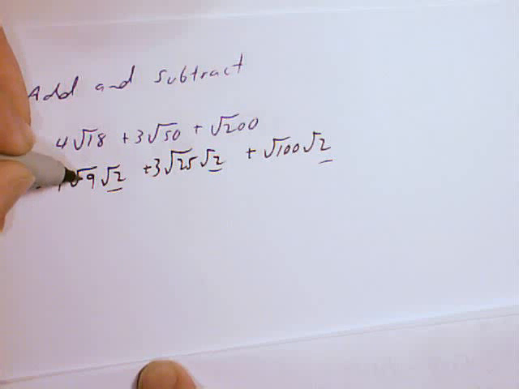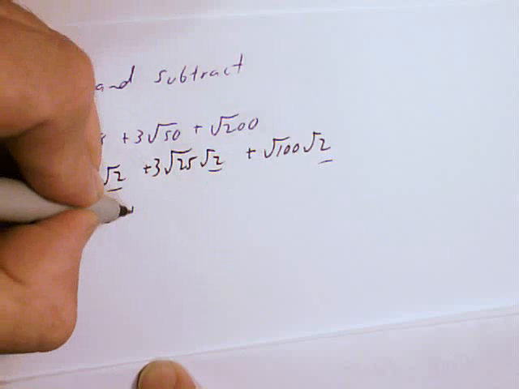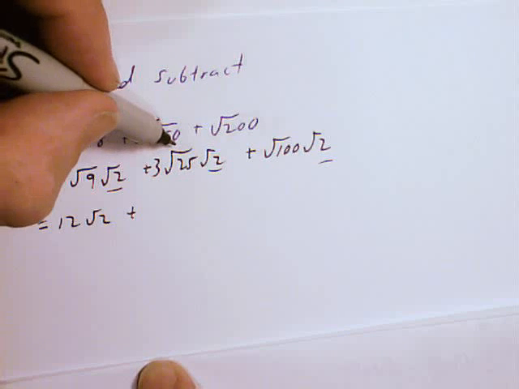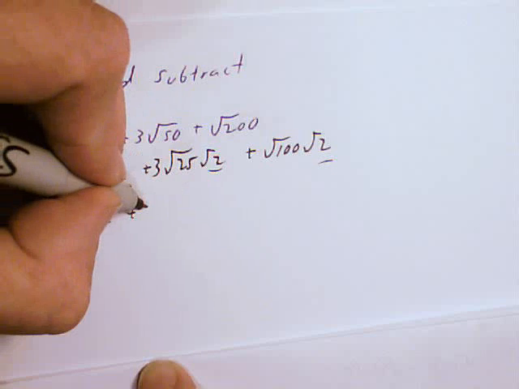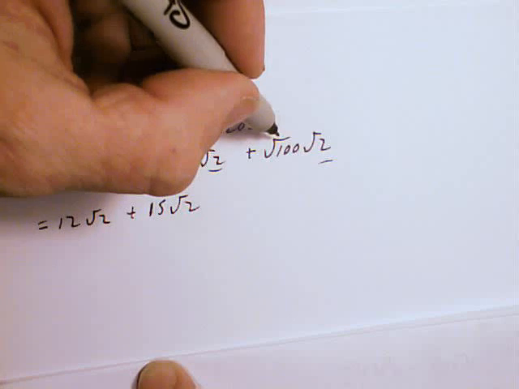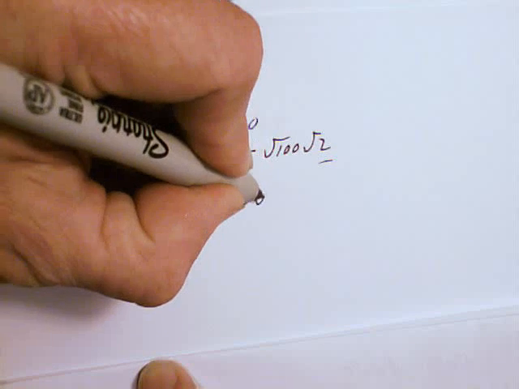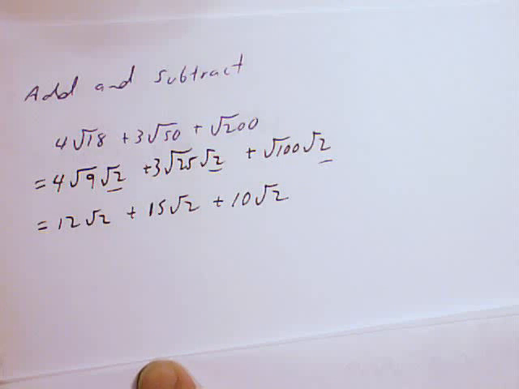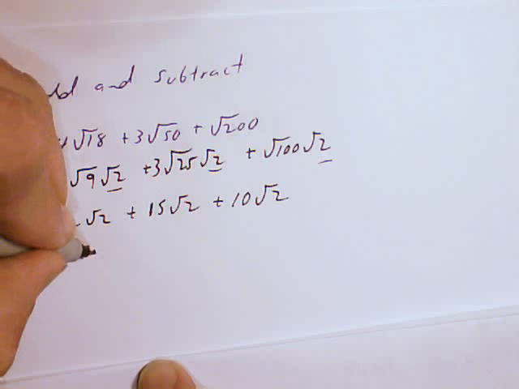Now I'm just going to take these perfect squares and multiply them by the leading coefficient. So the square root of 9 is 3, 3 times 4 is 12. Square root of 25 is 5, 5 times 3 is 15. And the square root of 100 is 10. Now I'll just add together my leading coefficients. 12 plus 15 plus 10 is 37. Yes, 37.